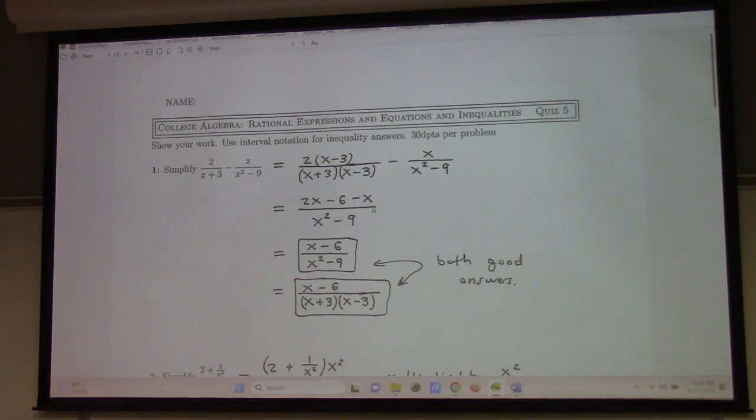Now, somebody asked me in the other section, does it really matter? It doesn't really matter which one, this one or that one, they're both correct. Yeah, they're both fine. I don't think you can really argue one is more simple than the other.